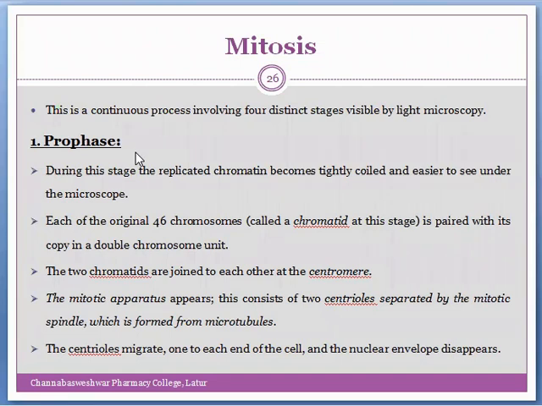The mitotic apparatus appears. This consists of two centrioles separated by the mitotic spindle, which is formed from microtubules. After that, the centromeres go to separation. As I have discussed, mitotic division occurs by nucleus division and, second, cytoplasm division. So again, the nucleus is divided as well as the cytoplasm. But during that, the two centromeres go in opposite directions for the purpose of division.